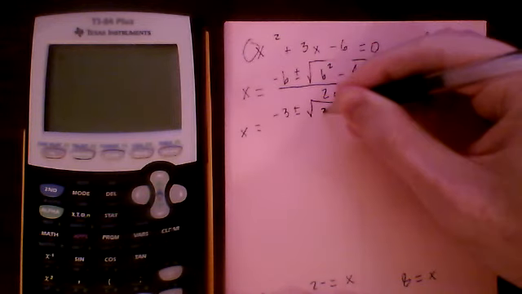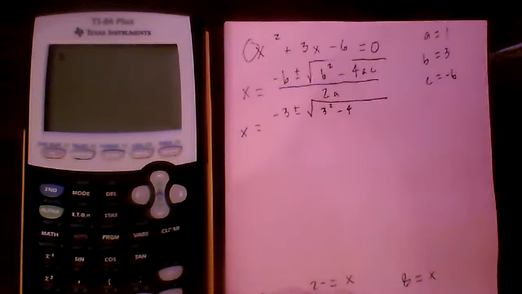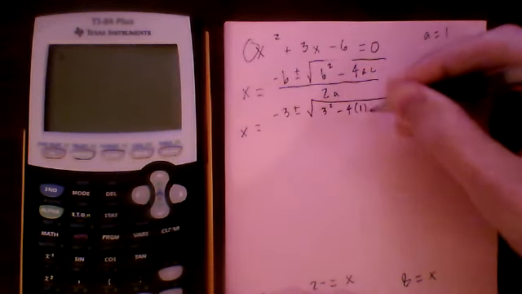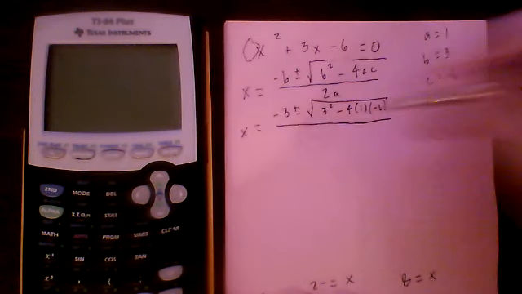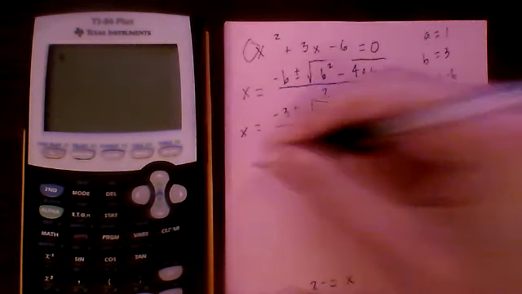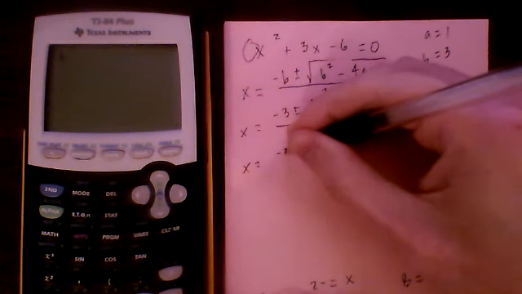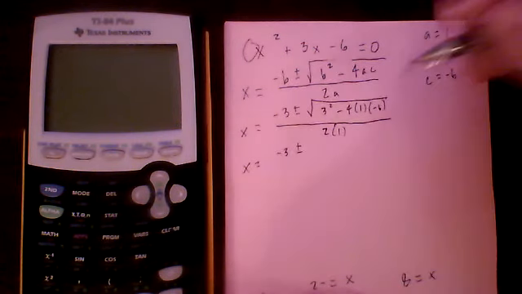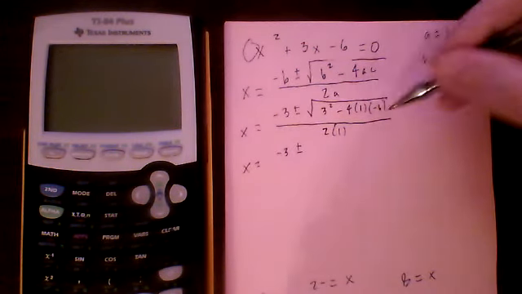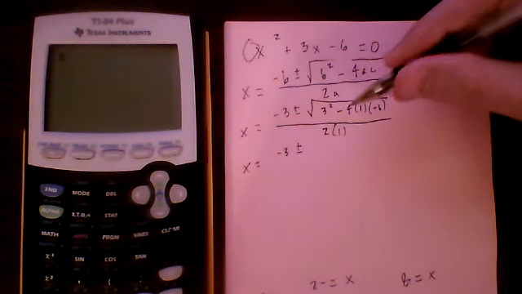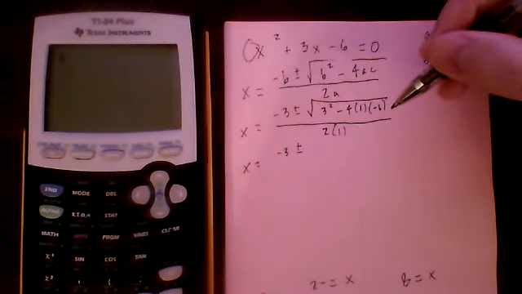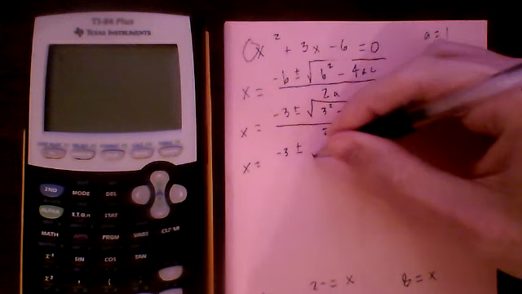b squared, 3 squared, minus 4 times a is 1 times c is -6, all over 2a. So 2 times 1 there. So working this out, I'm just going to do this entire calculation here. So this is like 9 plus 24. So that's 33.